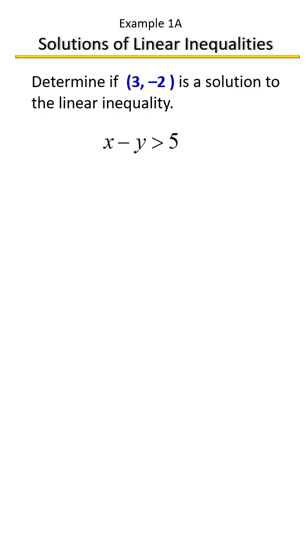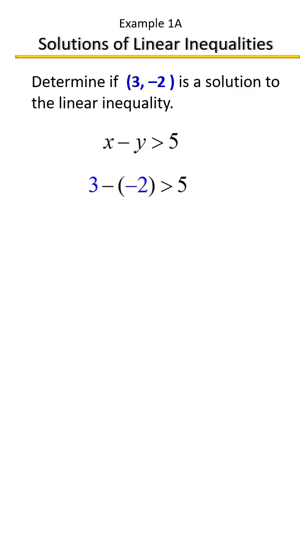The only way I'm going to determine whether (3, -2) is a solution is by plugging it into the inequality itself. We were given a 3 for x, so we're going to remove the x and replace it with a 3. We were given a negative 2 for y, so we're going to remove the y and replace it with negative 2. Once we do so, it's going to look like so.